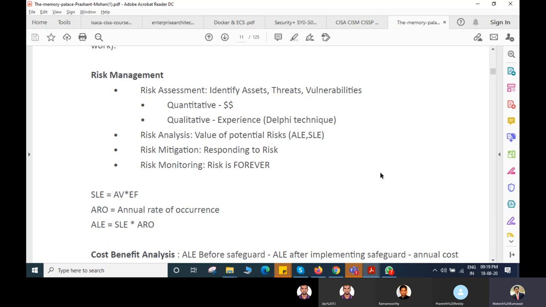So the asset values, the expense values, and ARO is the annual rate of occurrence. The fact is, guys, if you're going to do risk management, you need to understand what qualitative and quantitative risk is all about. Quantitative risk involves dollars and damages, and qualitative risk requires experience in how you are going to measure the risk. If you are talking about different companies in the modern way, they have some risk measurement.